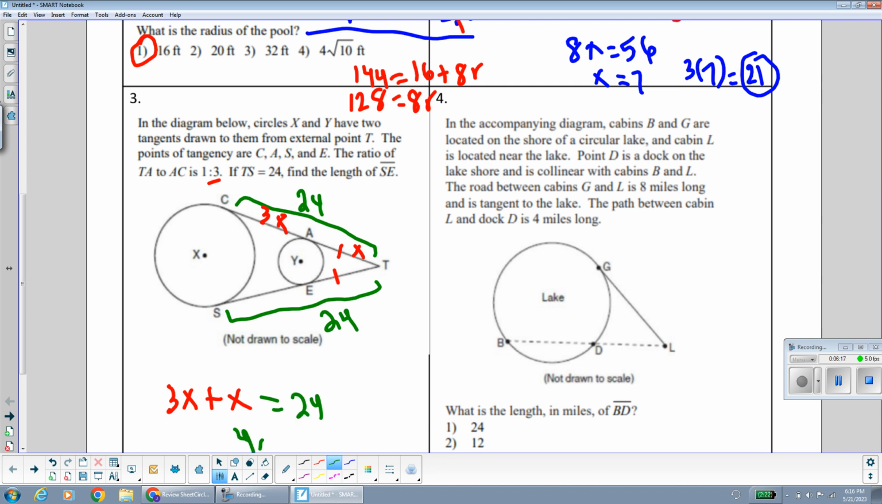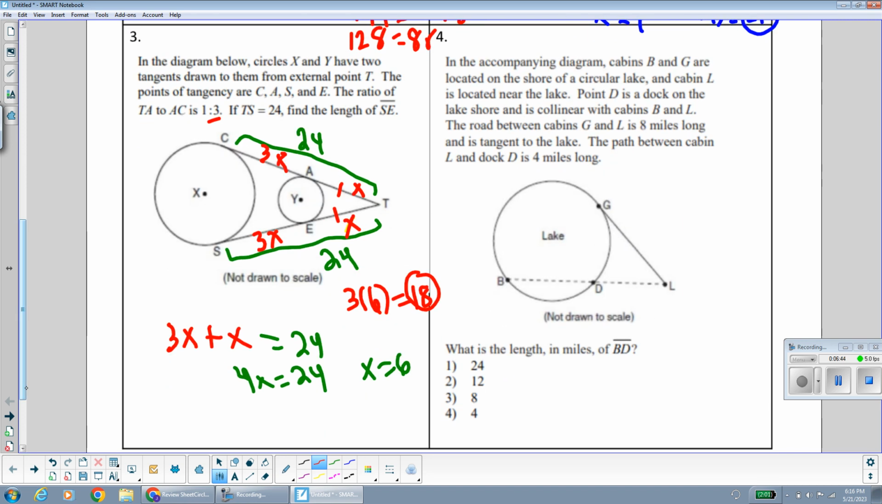So we have 4x is equal to 24. So x is equal to 6. And they're asking us for SE. Now, this is the x part over here. So that makes this the 3x part since they're going to equal the same sum. So SE is the 3x part. So 3 times the x value of 6 would be 18 for the length of SE.